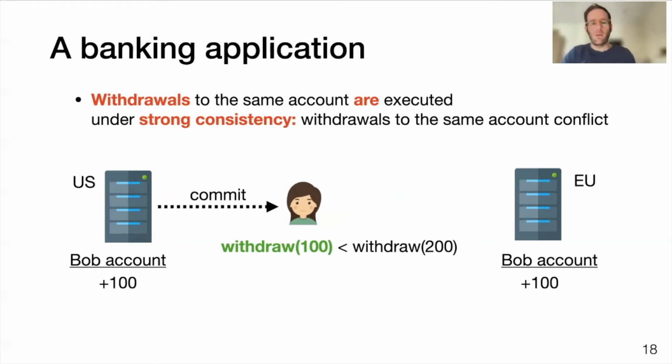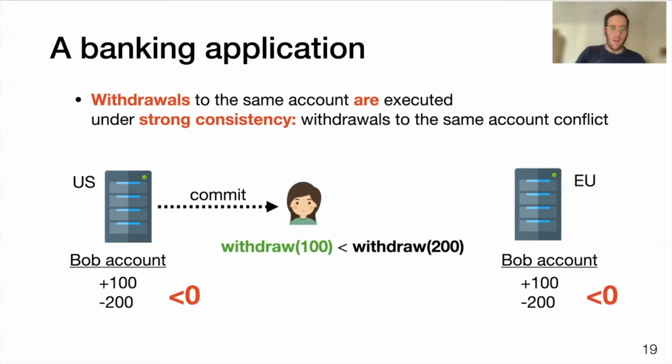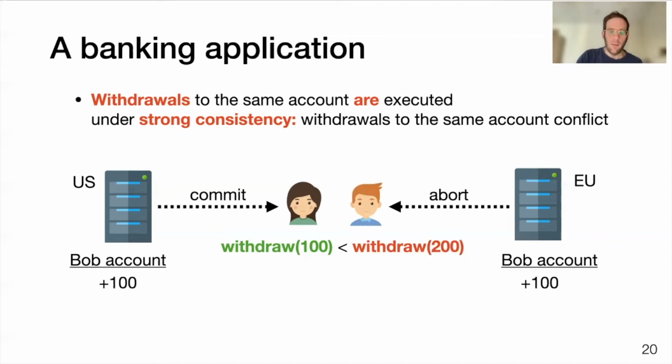And when we try to withdraw 200 euros, this is not going to work because this will violate the application invariant. So we are going to tell Bob that we cannot give him the money because he doesn't have enough money in the account. And this way, the application invariant is maintained.